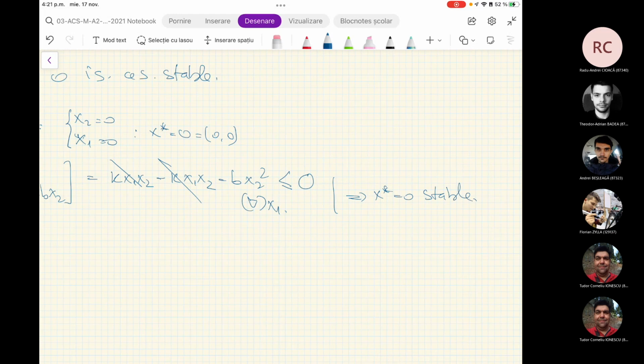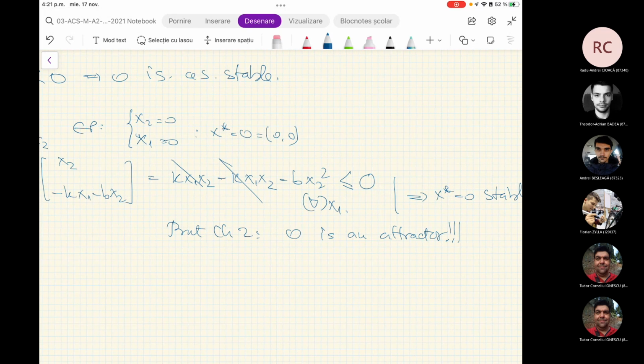Based on this theory. But from chapter 2, we know this can be a node. Chapter 2, 0 is an attractor. 0 is an attractor. Do you remember that? We used to say that. 0 is an attractor for this guy.